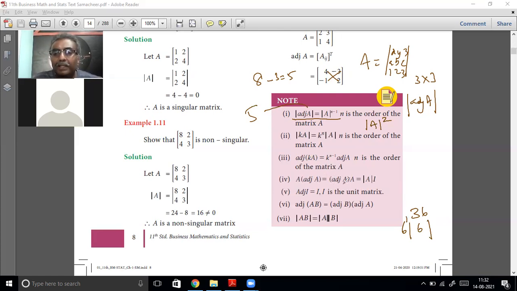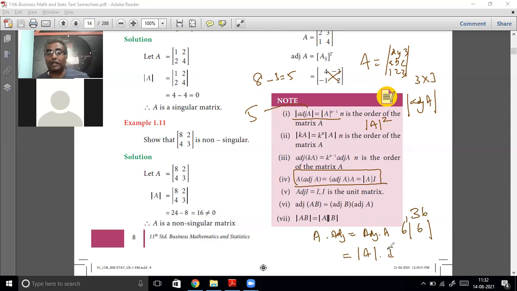A into adjoint A is equal to adjoint A into A. This is very important. It follows the commutative law. A adjoint A is equal to adjoint A into A, which is equal to the determinant of A into the identity matrix. Then adjoint into identity is equal to the identity matrix, the unit matrix 1, 1.